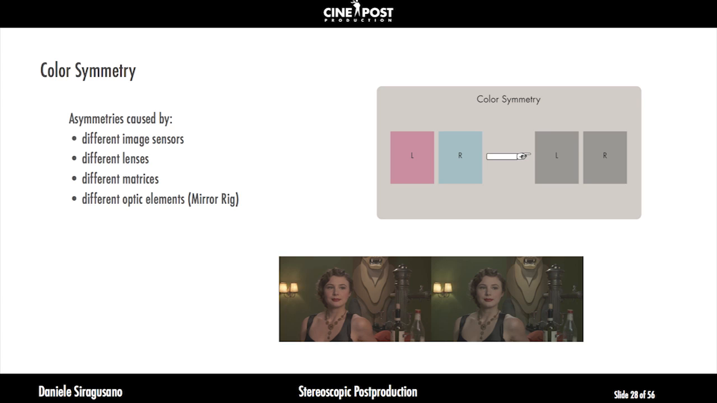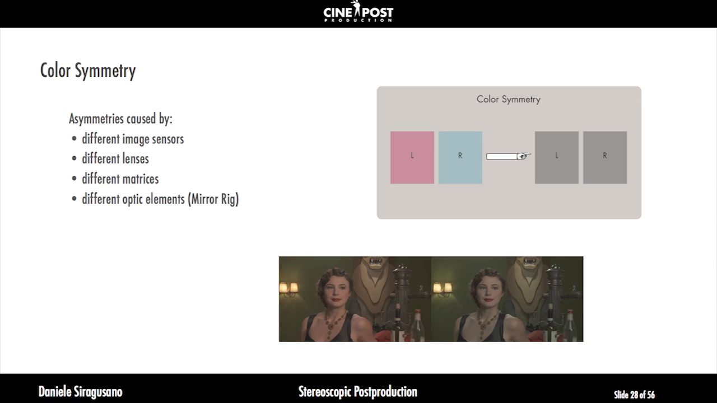Sometimes you also have different image processing within the camera. So sometimes it happens that one camera is calibrated for tungsten and the other is on daylight. You might think this will not happen. Oh, this happens quite often, that the internal matrices of the cameras are mismatched. So you get differences from these. But the biggest difference you get is from the mirror itself.